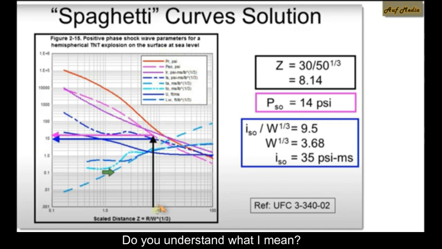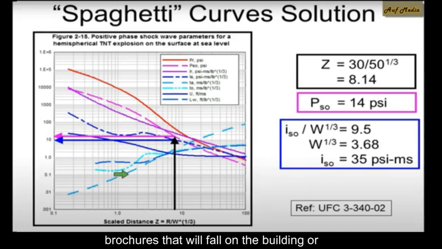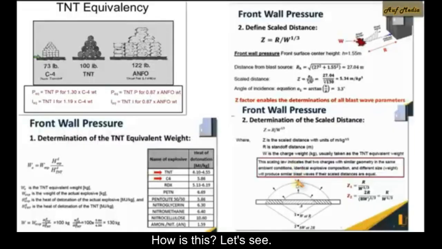Do you understand what I mean? Therefore, there must be a reference for me for all the materials at all dimensions, all the explosive materials at any distance from the building. I enter it from the horizontal axis, I go up and cut with all these values. I get all the corresponding values from the brochures that will fall on the building, or the impulses that will happen. How is this? Let's see.